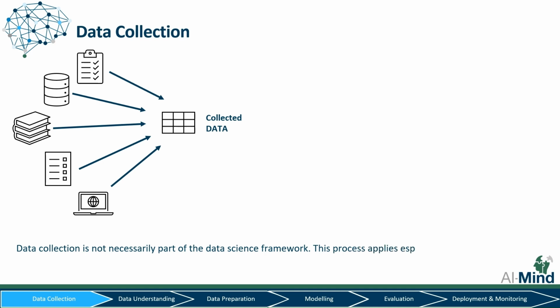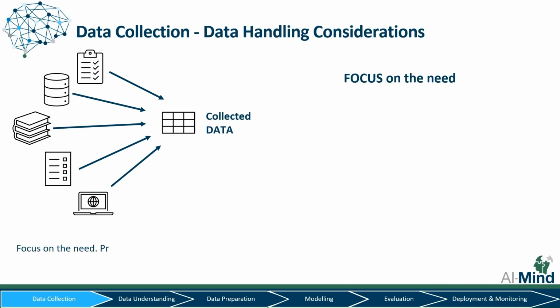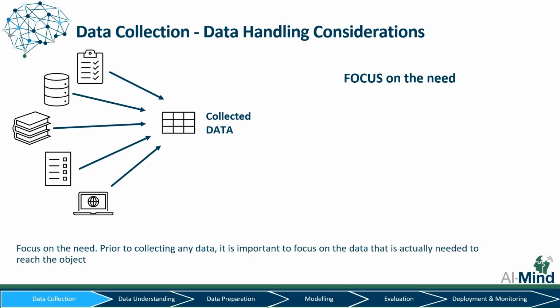Data collection is not necessarily part of the data science framework. This applies especially when data was collected for a certain purpose, which then at a later stage is repurposed for building AI ML models. Lately, data collection is increasingly proposed to provide data specifically for building AI ML models. Focus on the need. Prior to collecting any data, it is important to focus on the data that is actually needed to reach the objective of building the AI ML models.